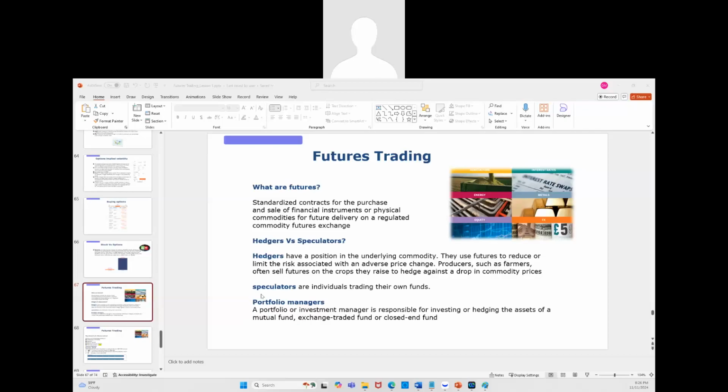And the next actors are speculators, who are nothing but me and you, individuals who trade their own funds in the futures market. And then we also have portfolio managers, who are experienced, certified financial investment managers who take the responsibility of investing assets of a mutual fund, exchange traded fund, or a closed-ended fund. So if you have 529 accounts for your kids, most of these 529 accounts are managed by experienced portfolio managers.